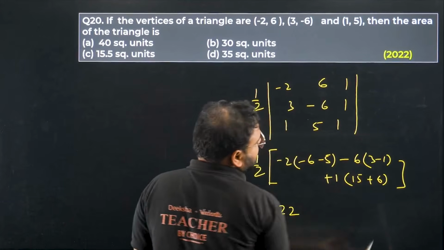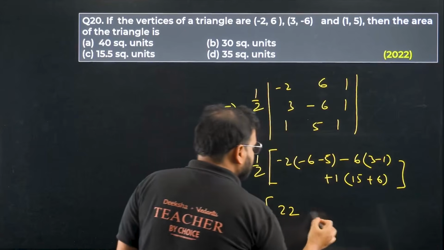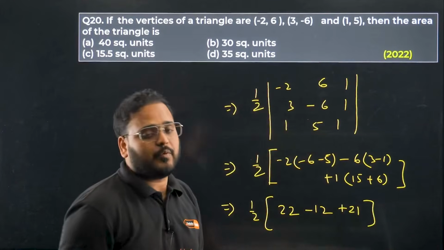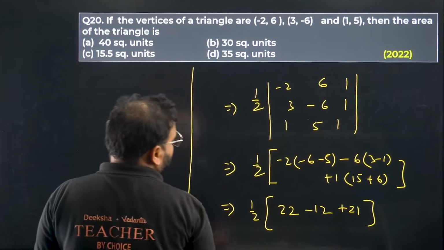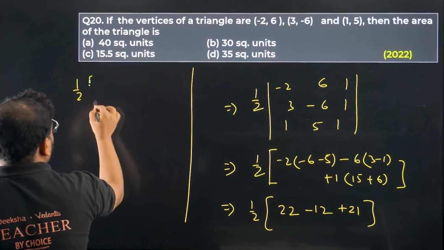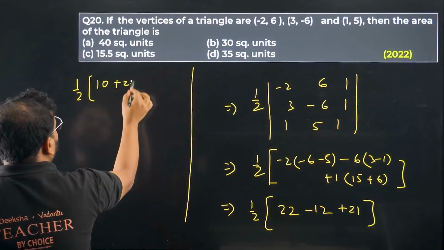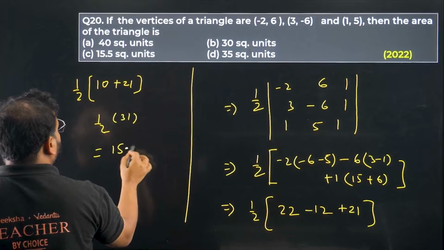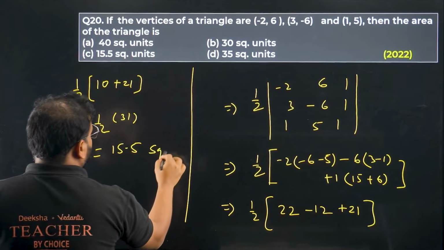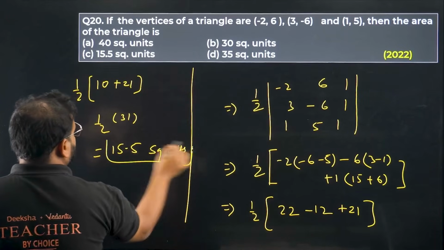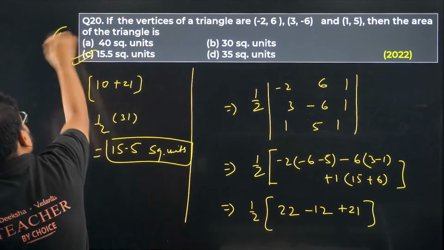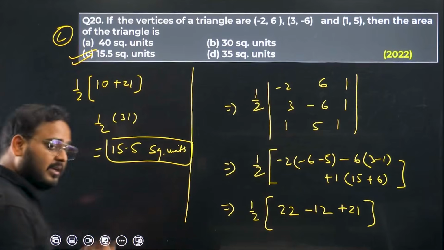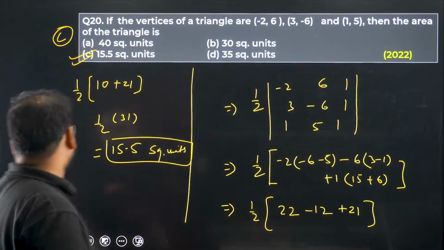We get here 3 minus 1 is 2. 6 into 2 is 12, so minus 12. This is going to be 21. 15 plus 6 is 21. That's my area value. I'm getting this as 1 by 2. I have here 10 plus 21. So 1 by 2 into 31. How much is that? 15.5 square units. Option is C. 30-second question. 20 is done. Very easy.